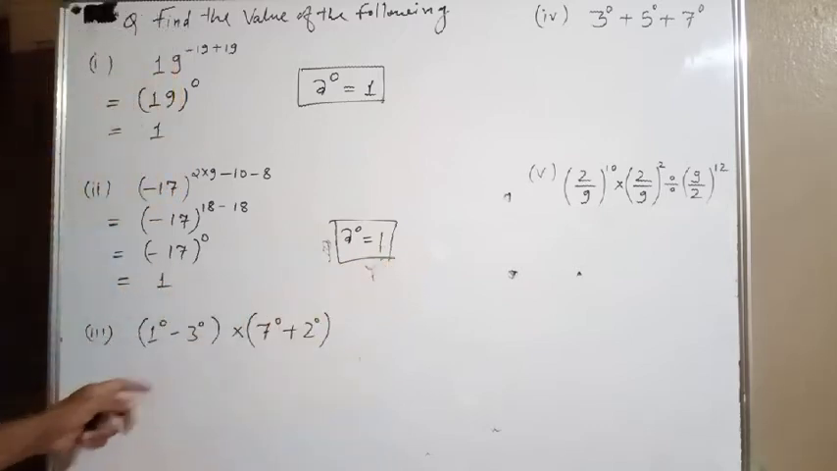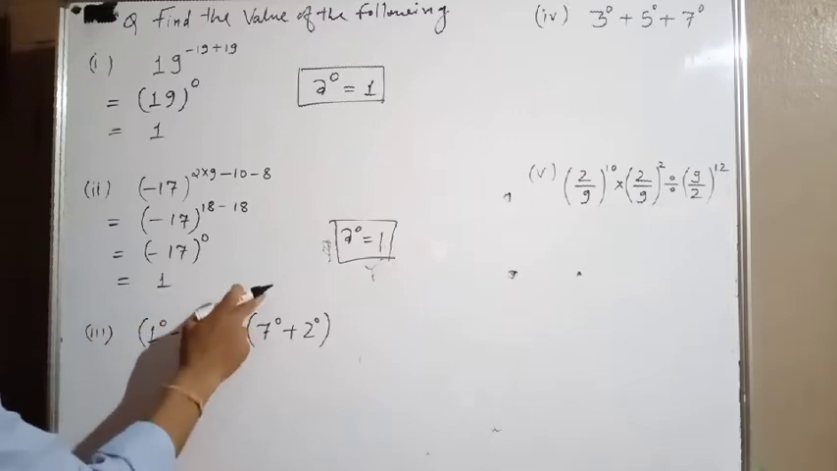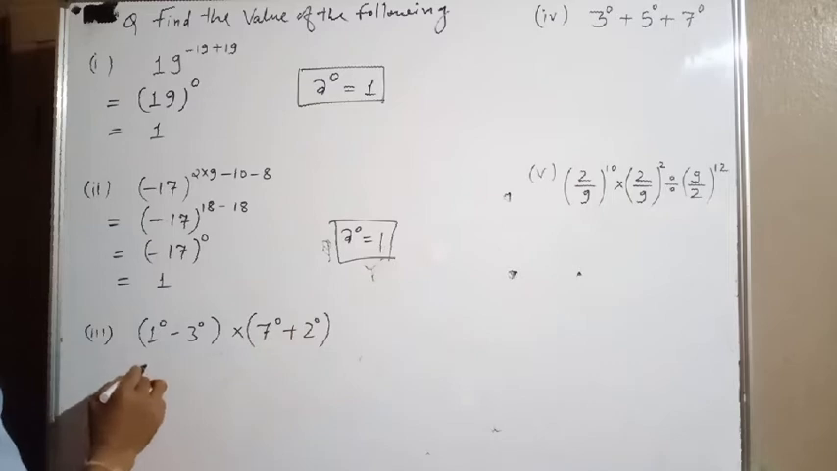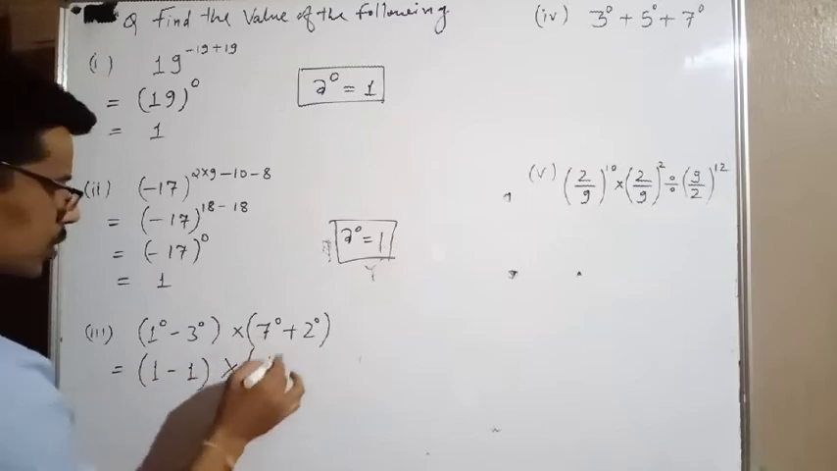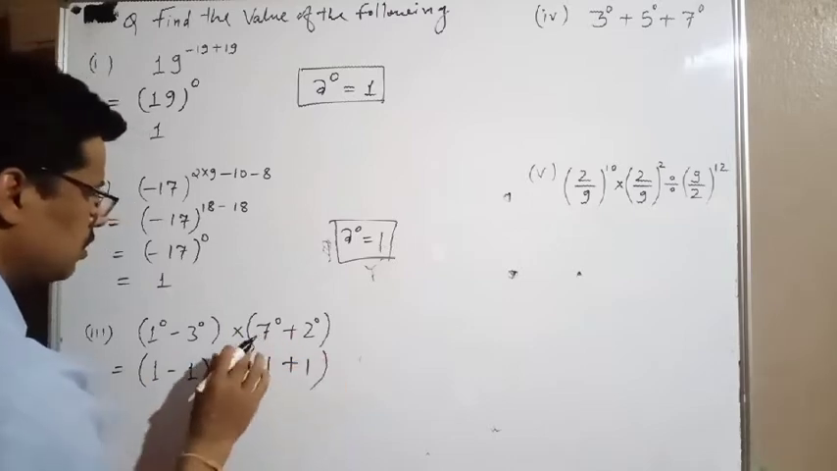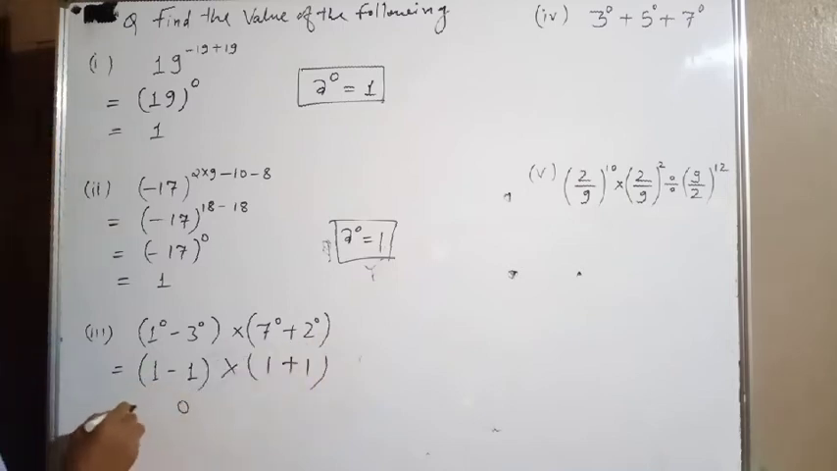So what do we get here? Answer 1. Now here 1 power 0 minus 3 power 0, bracket close, into 7 power 0 plus 2 power 0. So we can write here 1, 1, 1 plus 1. Now 1 minus 1, what do you get here? 0.